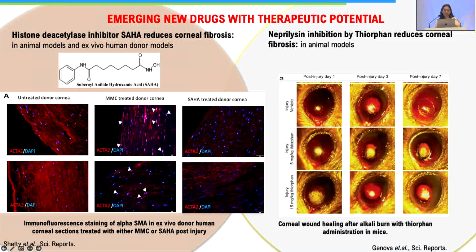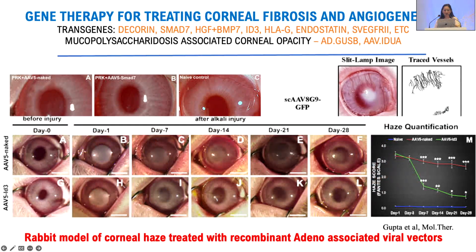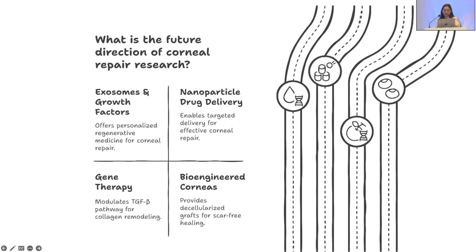We are also looking at SAHA-based drops to reduce the scarring of the corneal tissue, and if nothing works, the future would be towards gene therapy for treating the corneal fibrosis and angiogenic related changes, where if you use gene therapy, the scarring does come down, and this is work done on a rabbit model for corneal haze prevention. So as simply as possible, we have to come up with newer drugs to treat haze where nothing works, or your retreatments with surgery also fail. However, the future direction would be gene therapy, nanoparticle drug delivery, or a bioengineered cornea.